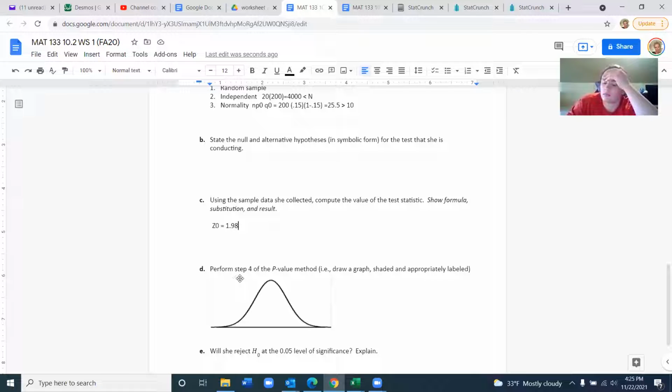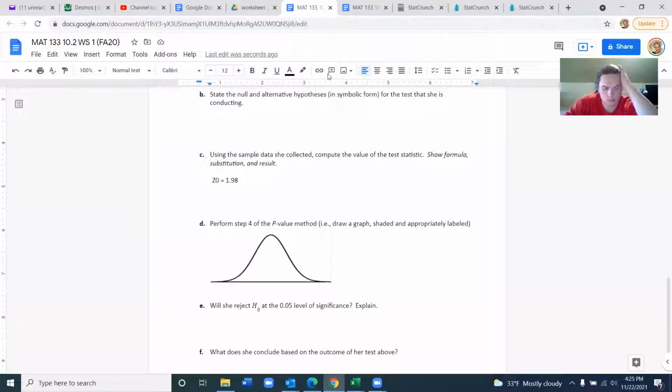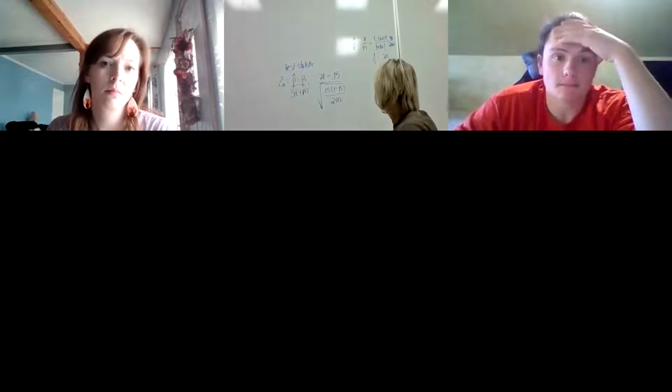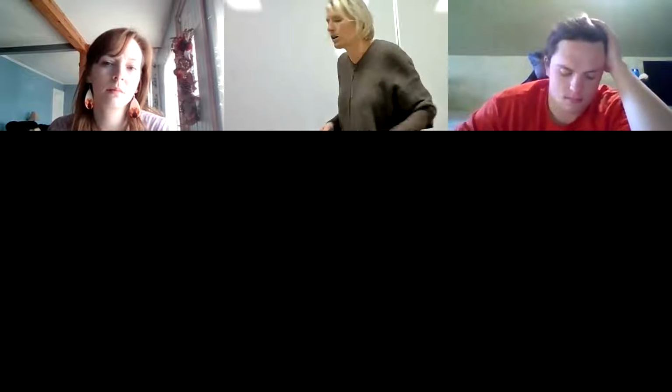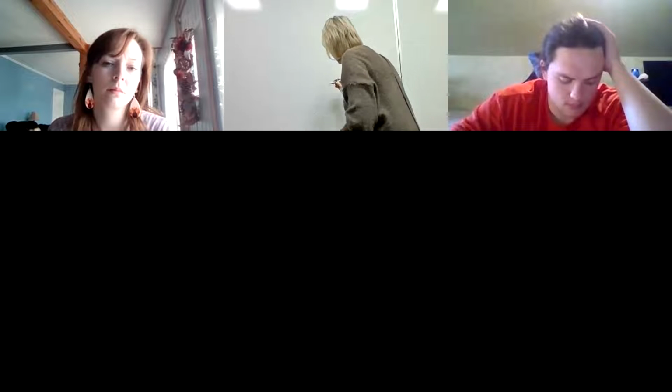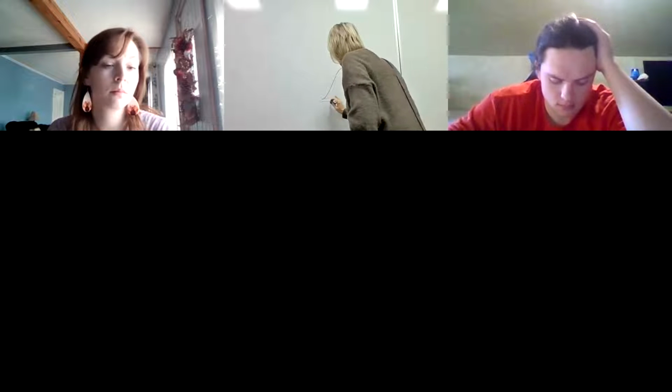So next says perform step 4 of the p-value method. So you can see on page 276, our gold sheet, that we have a two-tailed test. And so we're going to go straight down and we're going to draw a curve that is also two-tailed. So I'm going to stop sharing so you can see the board again. So the picture that we're going to draw is also two-tailed.